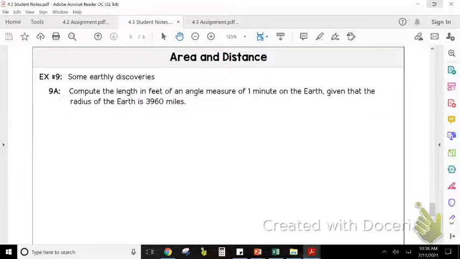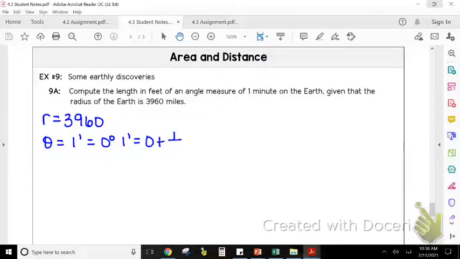Remember, our theta has to be in radians. So we know our radius is 3,960, and we know that our theta is equal to 1 minute. Well, I need to convert that to decimal degrees, okay? So if nothing else, remember that's the same as saying 0 degrees and then 1 minute, if that helps. So that would be 0 plus the 1 over 60 to get us our decimal degrees. Now if we do 1 over 60, that's going to end up being a small number. So I'm just going to leave 0 plus 1 over 60 is 1 over 60, and now that's in degrees.